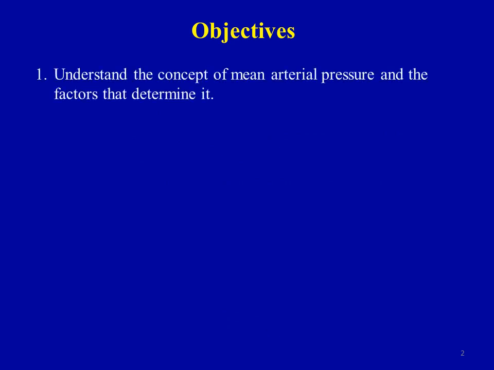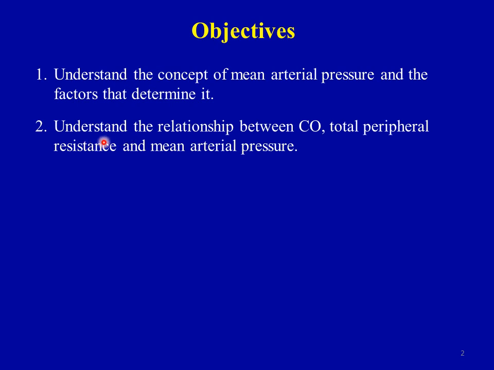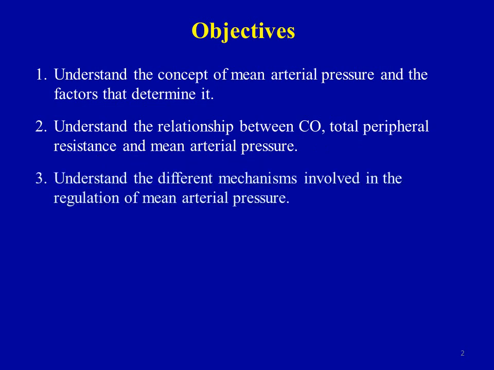First, I will go through the objectives of today's lecture. First objective is to understand the concept of mean arterial pressure and the factors that determine that pressure. Also to understand the relationship between cardiac output, total peripheral resistance, and the mean arterial pressure. And then to understand the different mechanisms involved in the regulation of mean arterial pressure.